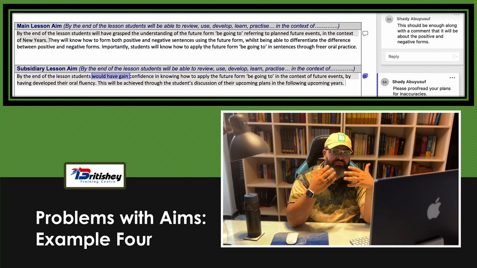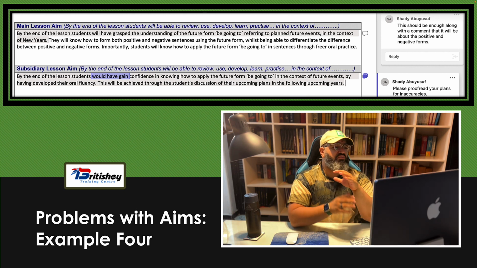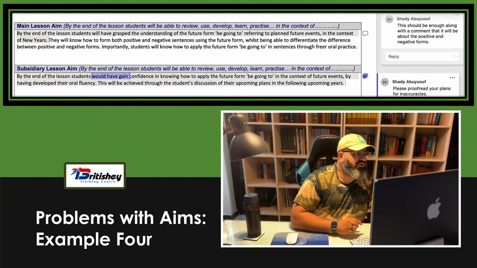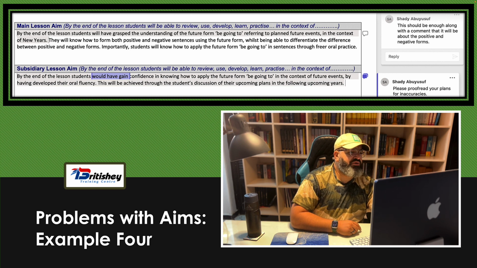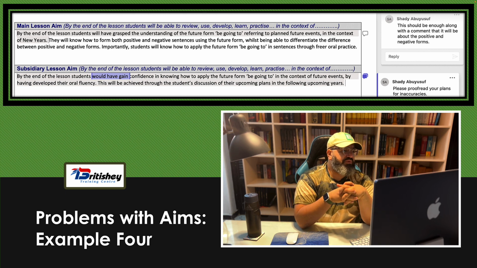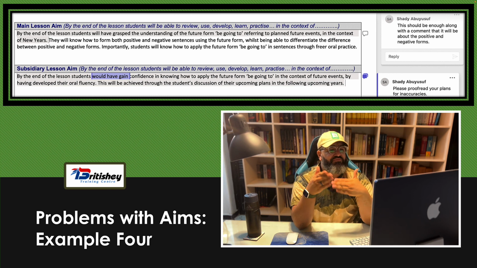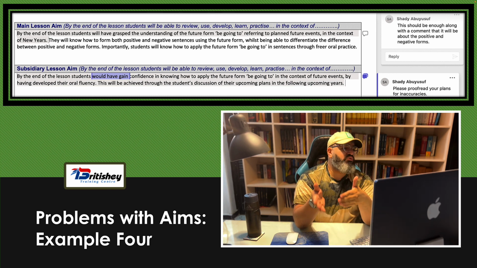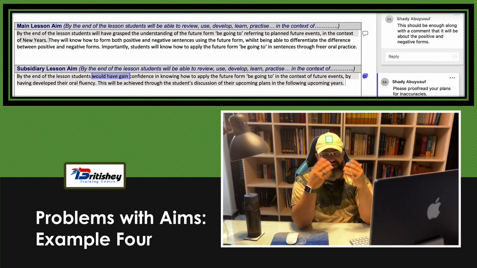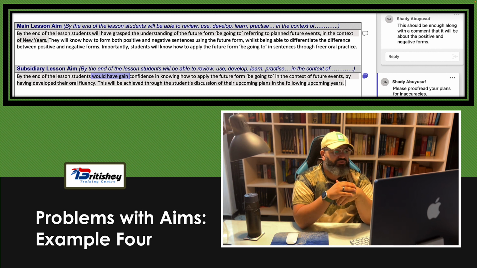it will be about the positive and negative forms. In other words, I didn't want all this. I didn't want, they will know how to form both positive and negative sentences. No, I mean, just say by the end of the lesson, students will have understood, not grasped the understanding. No, understood. The future form be going to, and then in terms of meaning, pronunciation, and form, in the context of, and that's it. But 3 lines like these, too much.